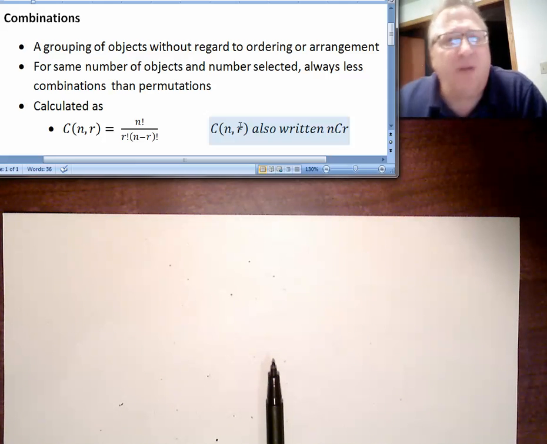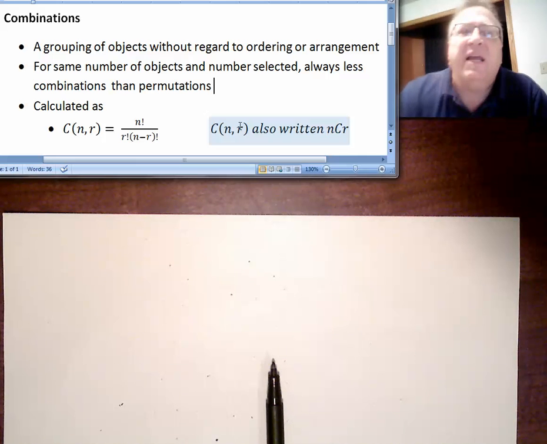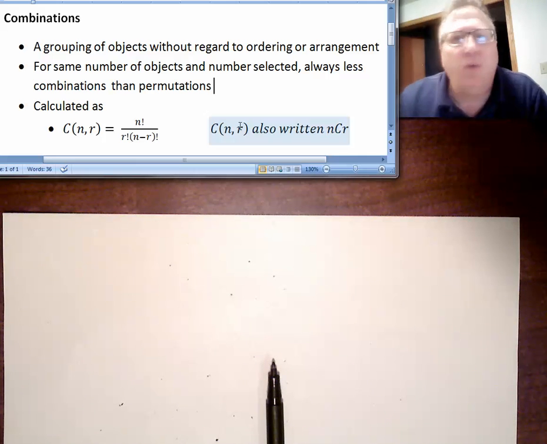Combination problems are a little bit different than permutation problems. In combination problems, we are no longer interested in the arrangement of objects that we select. We are simply interested in a group of objects selected from the set.